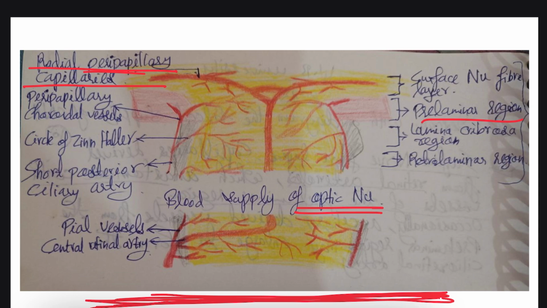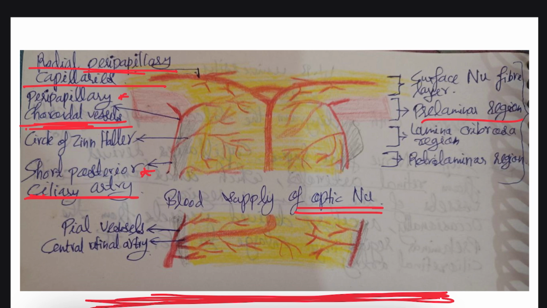Then the second one is the prelaminar region, and the prelaminar region derives its blood supply from the vessels of the ciliary region. But there are two different schools of thought. The vessels of the ciliary region which supply the prelaminar region are derived primarily from the peripapillary choroidal vessels, while the other thinks that it is derived from the short posterior ciliary arteries.